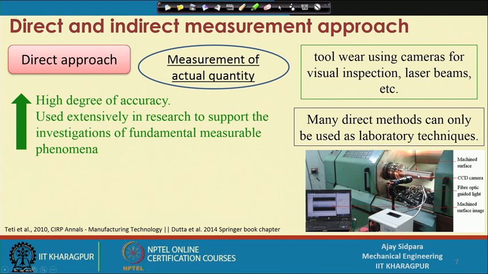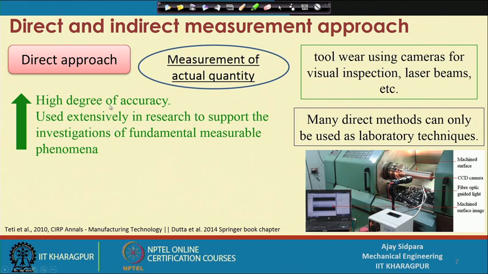because now you are measuring what you require directly, there is no conversion between two different values. It is used extensively in research to support the investigation of fundamental and measurable phenomena. Because in the initial stage of fundamental research, you do not want any inaccuracy in the measurement, right. Later on you can move to some other part, but right now you do not require any noise between the measurement and the signal you are getting.